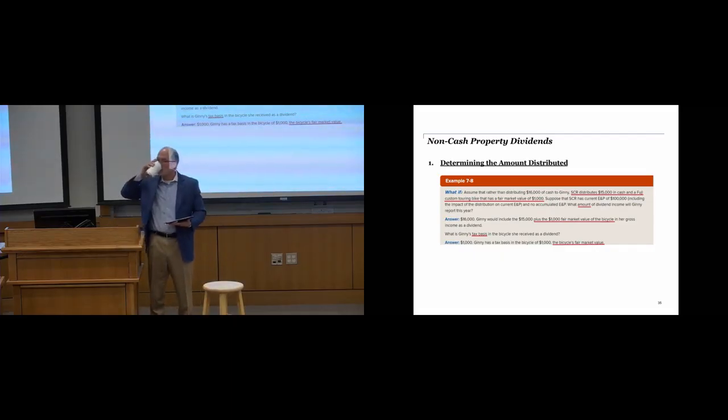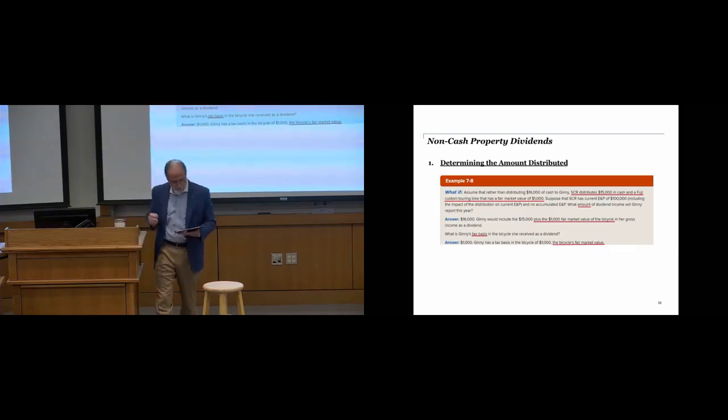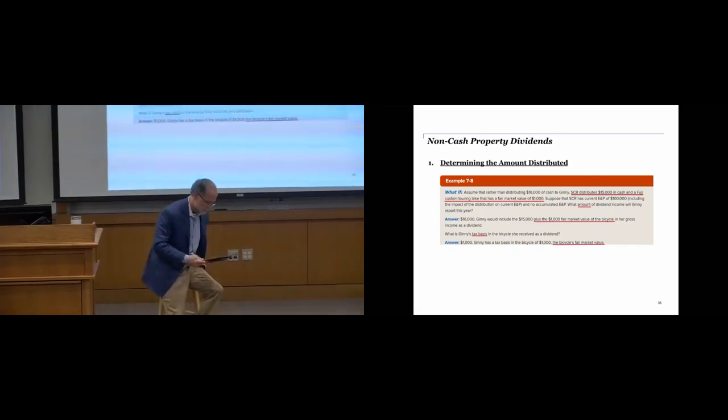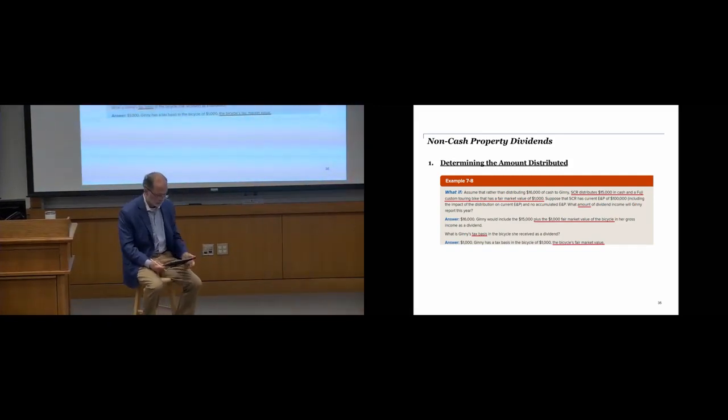Assume that rather than distributing $60,000 of cash to Ginny, SCR distributes $15,000 in cash and a Fuji custom touring bike that has a fair market value of $1,000. Suppose that SCR has current E&P of $100,000, including the impact of the distribution on current E&P, and no accumulated E&P. What amount of dividend income will Jeannie report this year?